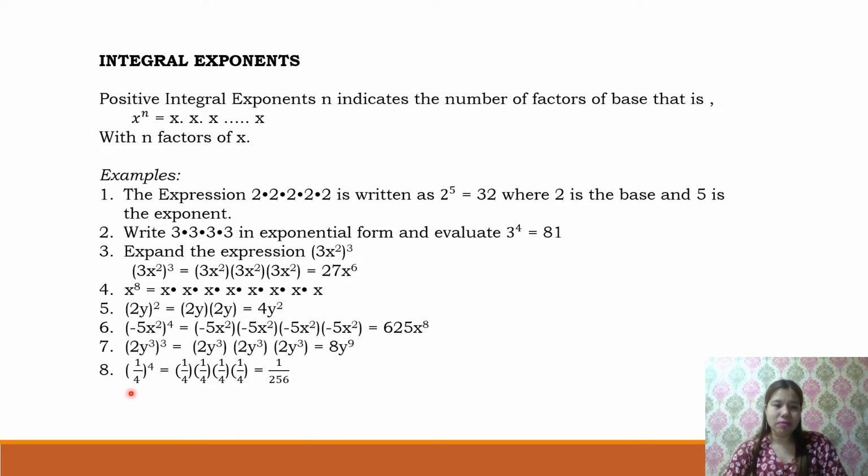And then for fractions, quantity of 1/4 raised to 4 is equal to 1/4 times 1/4 times 1/4 times 1/4. When we multiply fractions, multiply all the numerators. So, 1 times 1 times 1 times 1 is 1. And then, multiply all the denominators. 4 times 4 is 16, times 4 is 64, times 4 is 256. So, it is 1 over 256.